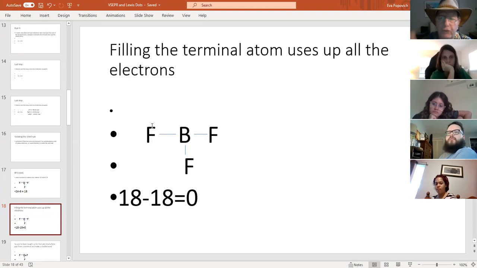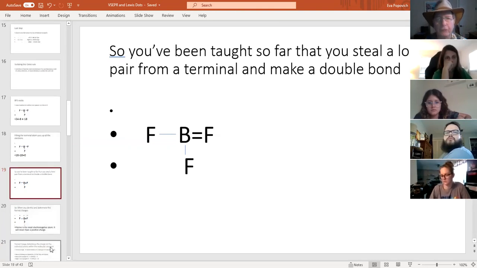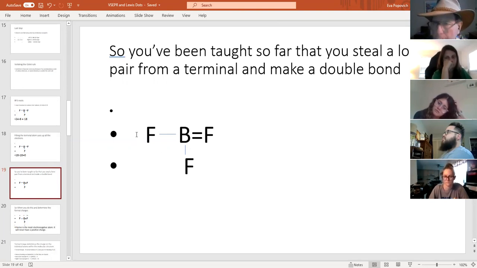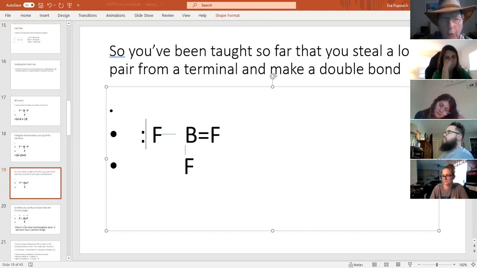What did the old rules tell you to do? Are there enough electrons around the boron? No. So what did the old rules tell you to do? Borrow a lone pair from the fluorine and make a bond. So that's what you're supposed to do, right? This fluorine now has 2 lone pairs. The other 2 fluorines have 3, right? Am I right on that? Yes. Thank you.